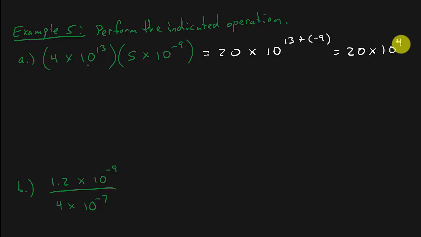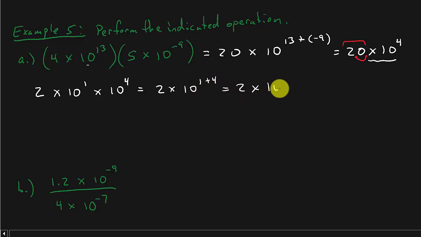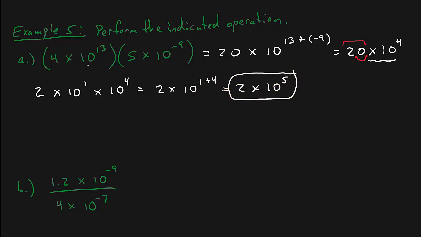Now, when we multiply these, we want it back in scientific notation. And you can see this 20 here, that's not scientific notation. So we're looking at just this. Forget about the times 10 to the 4th. Take that 20 and convert it to scientific notation. There's your decimal, so I move it one place to the left. So that can be written as 2 times 10 to the 1st. All I've done is written 20 in scientific notation. And then I have times 10 to the 4th. Now what I have to do is multiply these together. So that's going to be 2 times 10 to the 1 plus 4, which is 2 times 10 to the 5th. And there's my answer. All right, let's look at the next one.